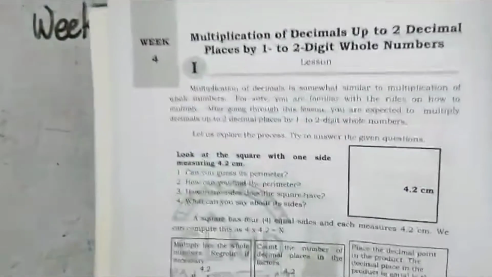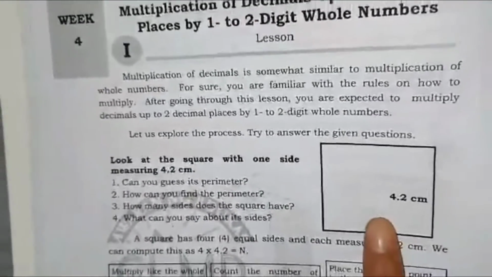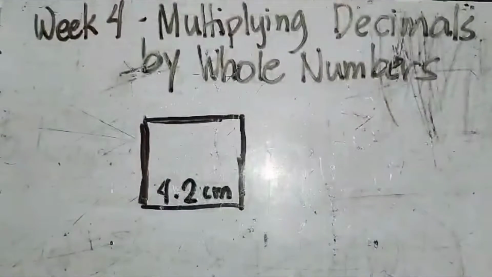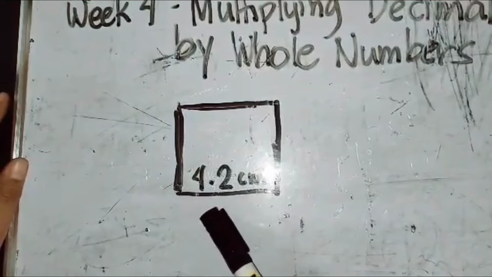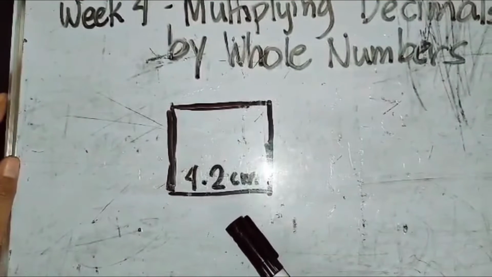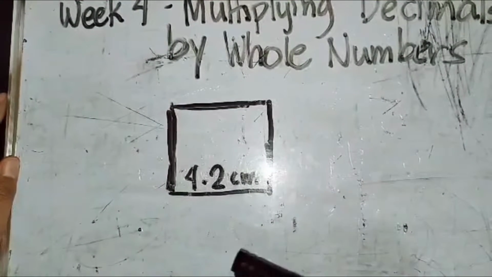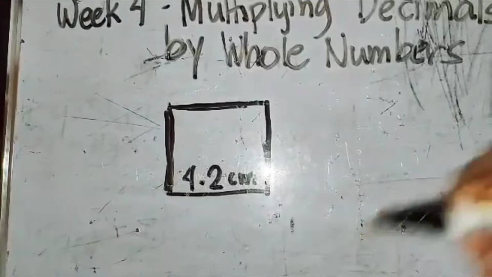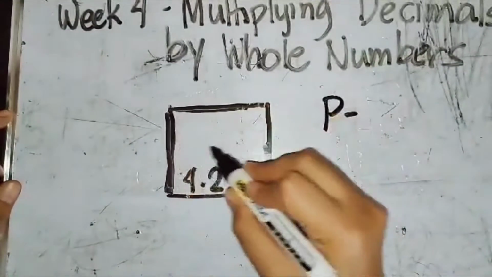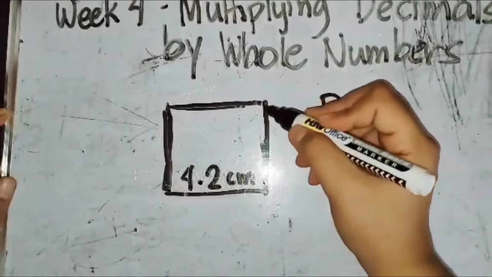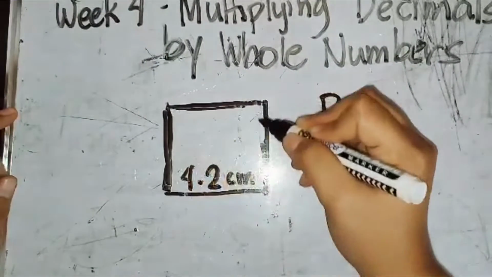Okay, so this one is on page 14. Discuss ko lang ng madali yung explanation dito. So, i-shortcut na natin. So, we have here a square. One side measures 4.2 centimeters. Okay, so ang hinahanap dyan ay perimeter. When we say perimeter, it is the distance around the certain figure.